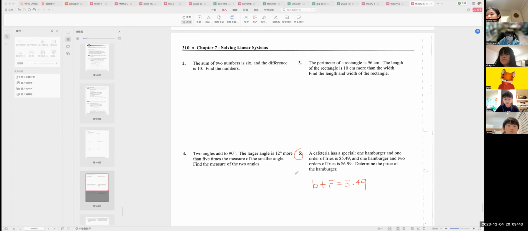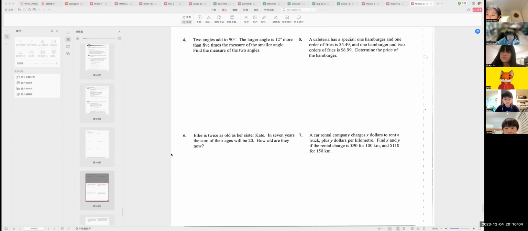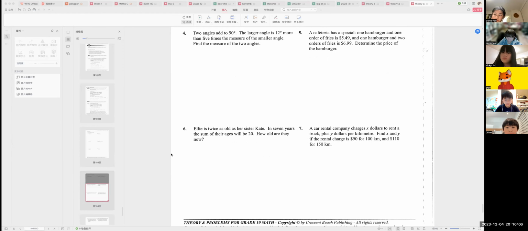Get it? Vicky, you have to give me this one. Hamburger plus fries. So hamburger plus 2 fries equals 6.99. Get it? Okay. So they minus this. So F equals 1.5. So burger equals 5.49 minus 1.5. Okay, very easy. Good job. So let's take a look at 6 and 7.